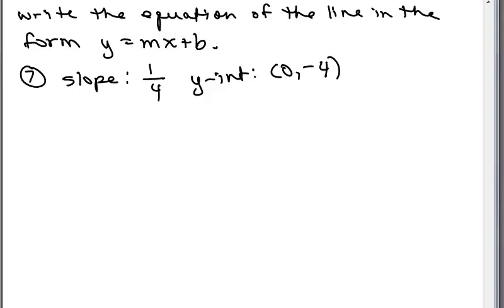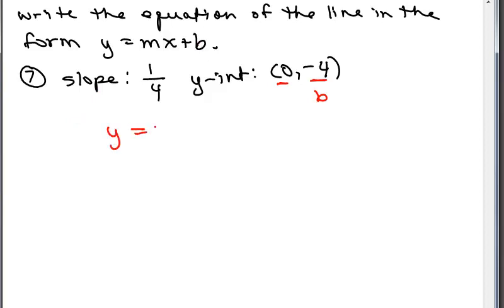All right, going on to number 7, we're going to write the equation of the line in the form y equals mx plus b, given this information. So it says the slope is 1/4 and the y-intercept is negative 4. Remember, if you have x equals 0, then this is b. That is what goes in for b here. So for this one, there's no work to be shown.